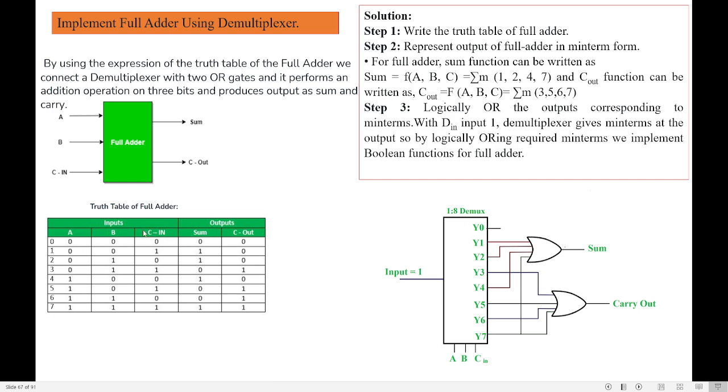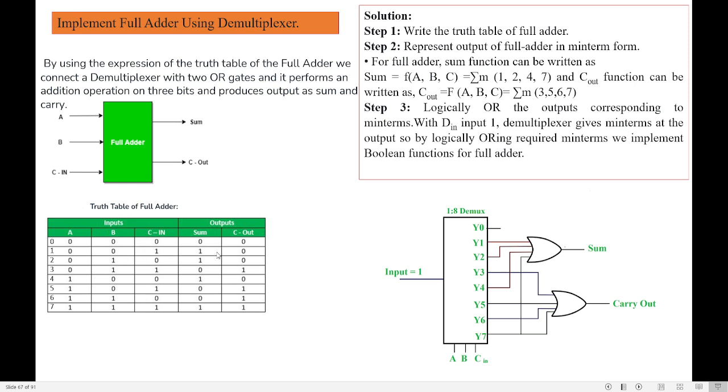Since there are 3 inputs, there are a total of 8 combinations, from 0, 0, 0, then 0, 0, 1, 0, 1, 0, till 1, 1, 1. Now, what is the job of a full adder? A full adder is used for adding 3 bits. So A plus B plus C: 0 plus 0 plus 0 is sum 0, carry 0.